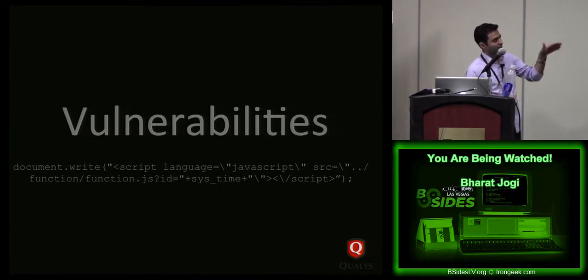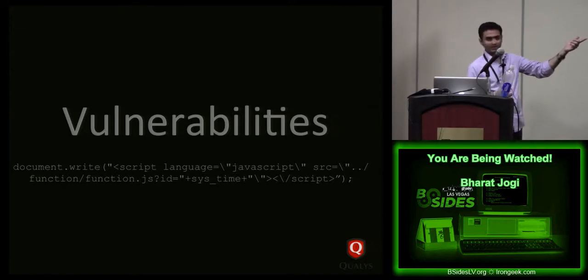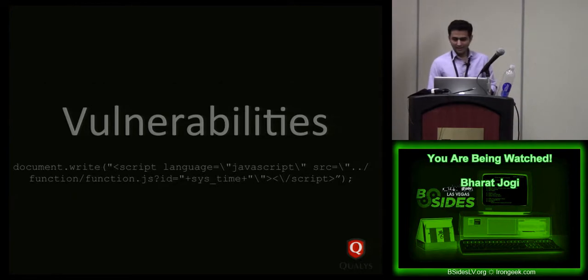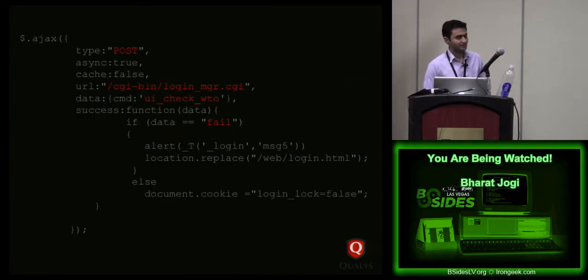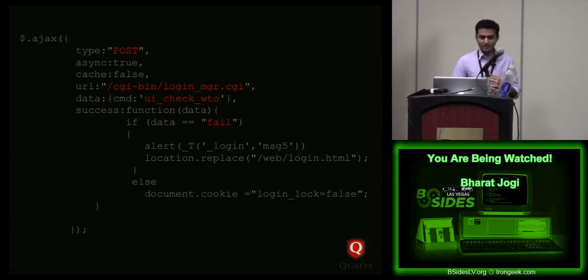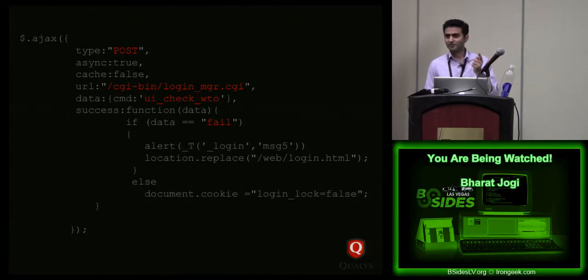What it was trying to do is dynamically call a JavaScript function.js file. And then I saw, okay, what's going on inside this function.js file. At the very beginning of this file, it makes an AJAX call, a POST request to the page CGI bin login_mgr.cgi with the command UI_check_wto. If the server replies with fail, it will redirect you to the login page, and if it does not reply with fail, it just allows you to access whatever page you are trying to access.